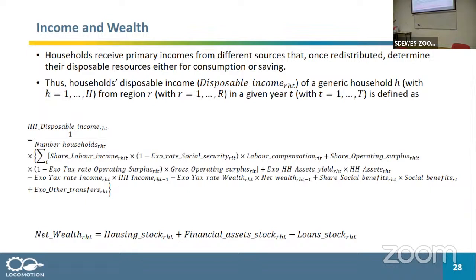So this is the disposable income. There are parts here that come from the financial module, like the assets and the yield. Also, for each household, you have the net worth, which is the sum of the housing stock and financial assets, minus loans. This also comes from the financial model.